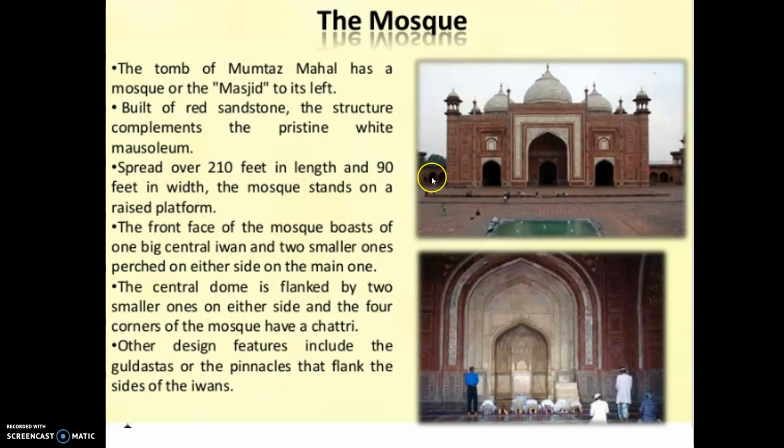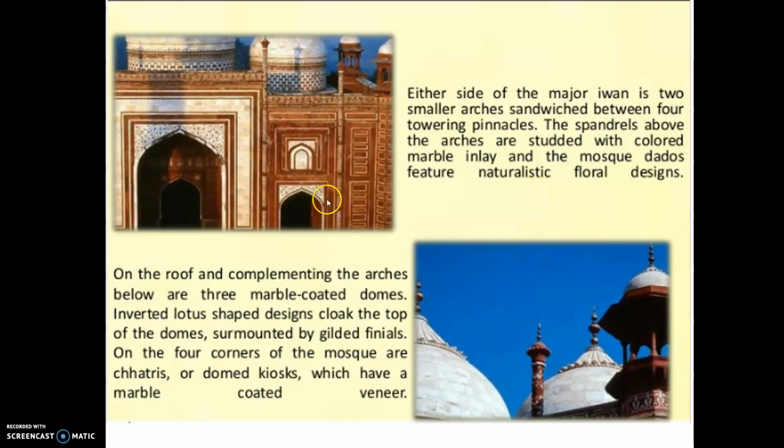The front face of the mosque boasts one big central iwan. This is the central iwan, and there are two side iwans. The central dome is flanked with two smaller domes, and there are 4 chhatris on the corners. And the other design is the inclusion of the guldasta to increase the height of the mosque, which flanks the sides of the iwans. So on either side of the iwan there are 2 smaller arches and 4 pinnacles which tower over the arches.